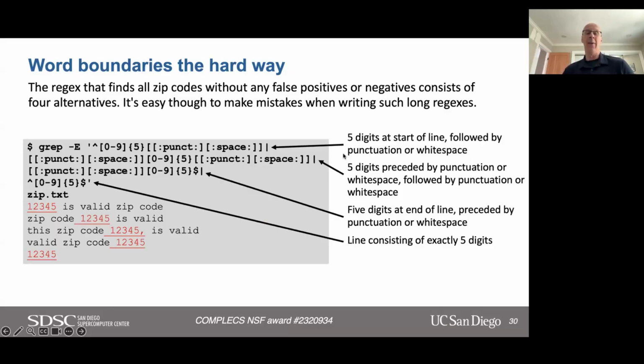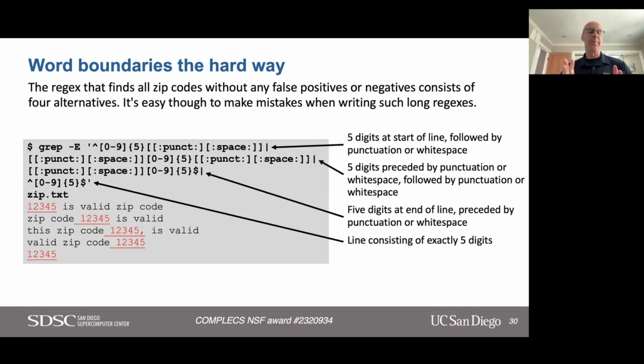So what we really needed to do was write this big, ugly regular expression with 4 different parts. And I won't go into all the details. You could work through this one on your own. But you see, we start off with the case, the 5 digits at the start of the line, followed by a punctuation or white space. Then the more complicated case, where the 5 digits appear in the middle of the line, preceded and followed by white space or punctuation. The 5 digits at the end of a line, preceded by white space or punctuation. And finally, a line consisting of exactly 5 digits.